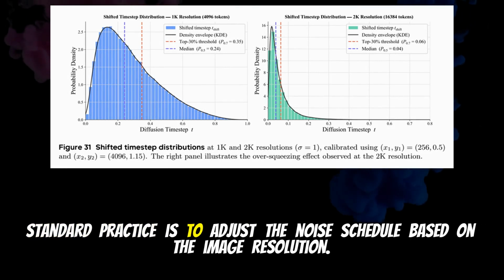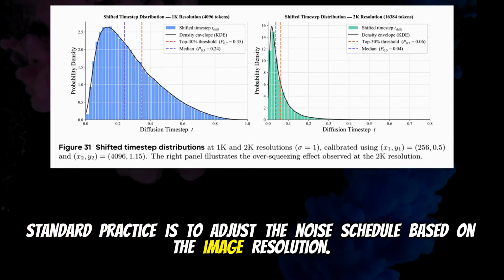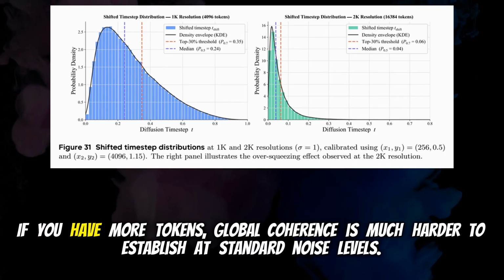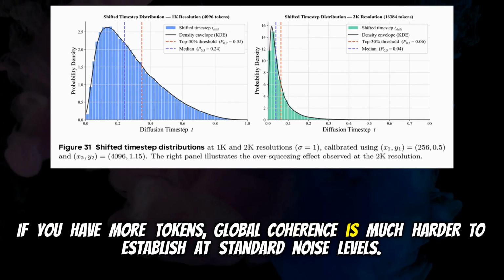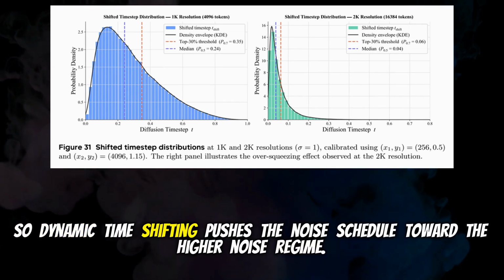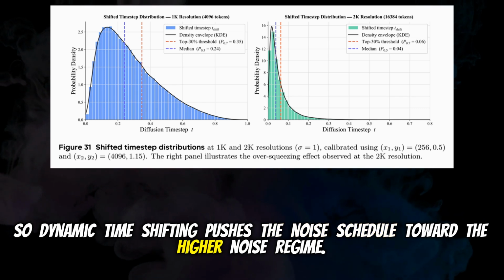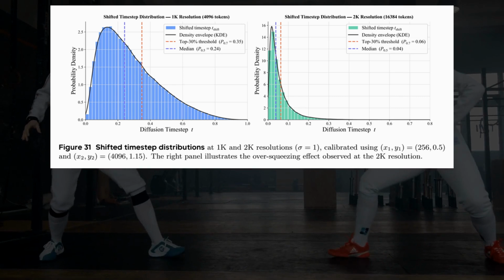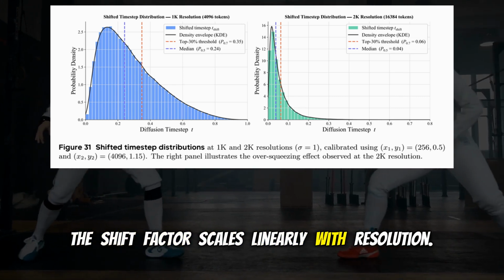Standard practice is to adjust the noise schedule based on the image resolution. Because higher resolutions have way more tokens. If you have more tokens, global coherence is much harder to establish at standard noise levels. So dynamic time shifting pushes the noise schedule toward the higher noise regime, so the model learns the macro structure first. Yeah. The shift factor scales linearly with resolution.